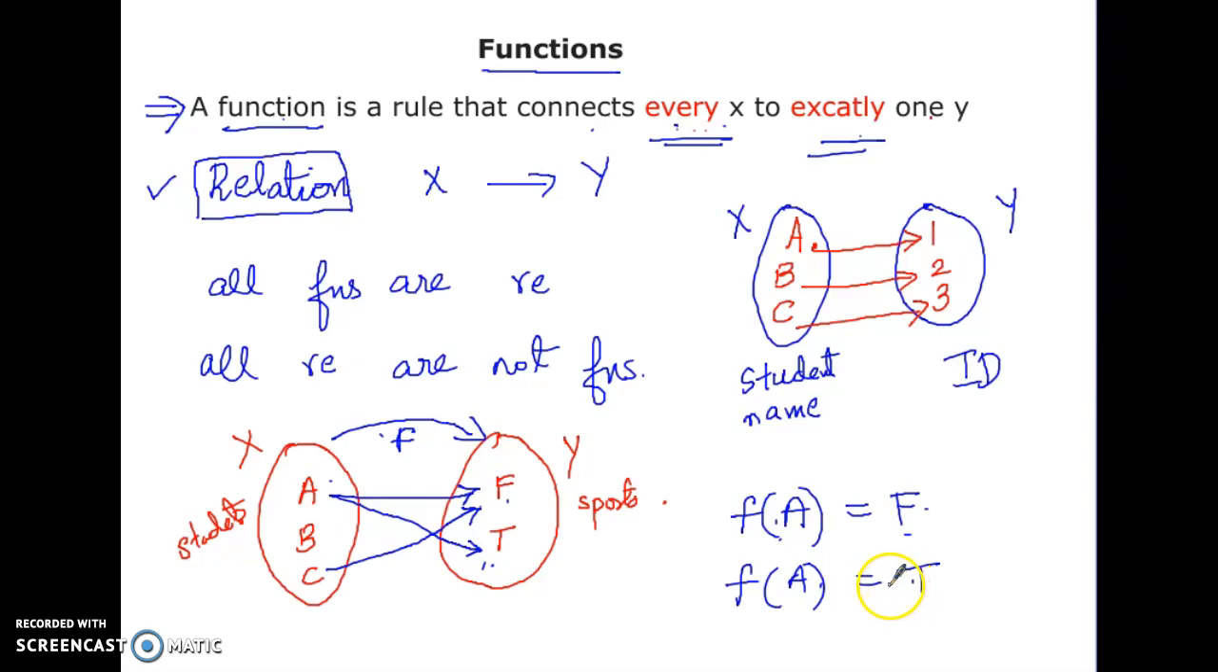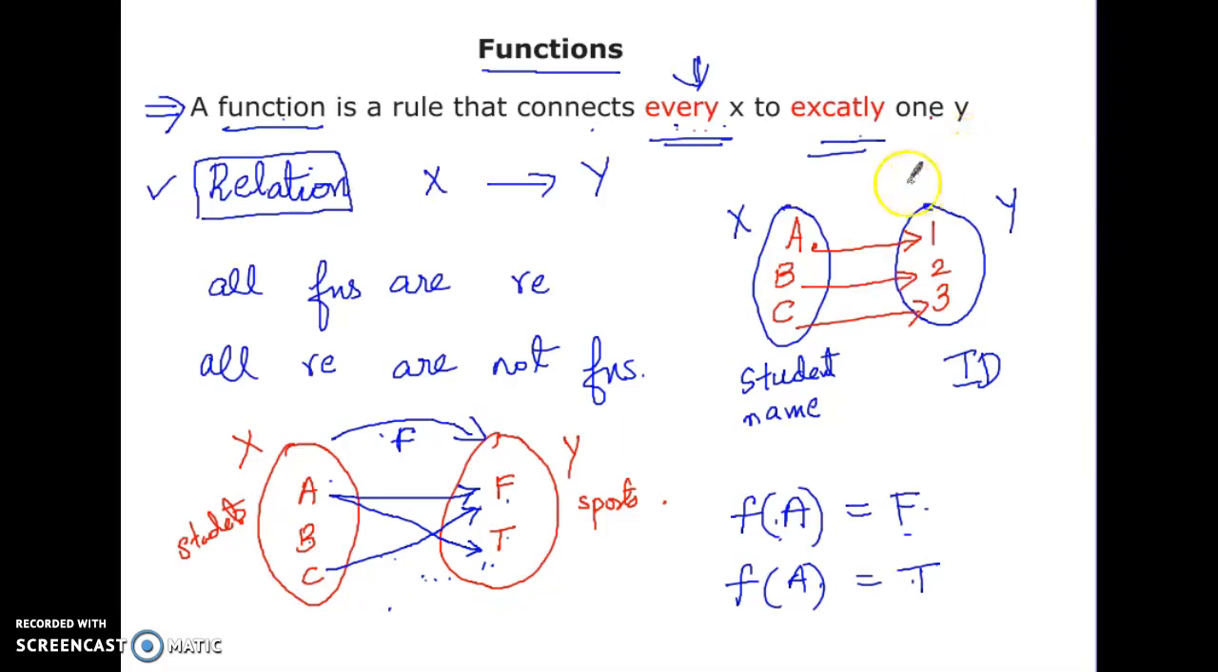There's also another reason why this wouldn't be a function. If you look over here, B does not have an image. B does not participate in any sports here. So B has a missing image. Every x does not have a y. So here B does not have a y. That's also a reason why this wouldn't be a function. So this is just a relation.